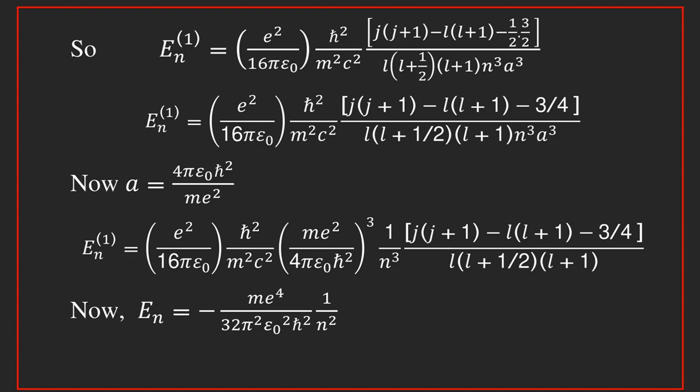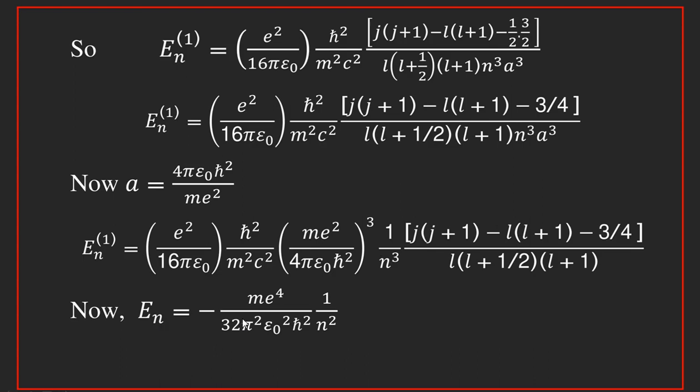A is equal to 4 pi epsilon 0 h cross square by m e square, that is the Bohr radius. Therefore n of 1 is equal to e square by 16 by epsilon 0 h cross square by m square c square. Then 1 by a cube: a is this one, so 1 by a is m e square by 4 pi epsilon 0 h cross square, whole cube, into 1 by n cube, the remaining being the quantum numbers j and l.